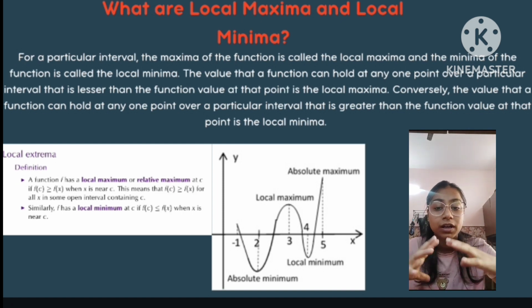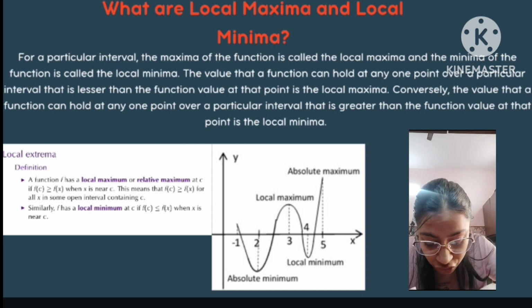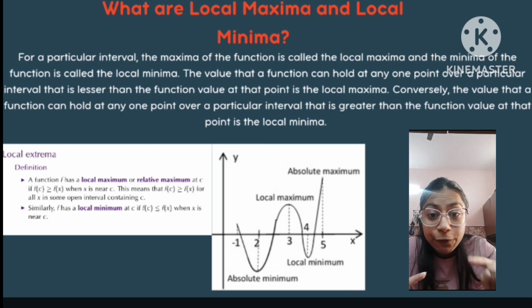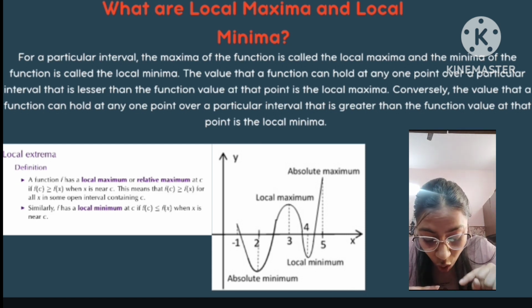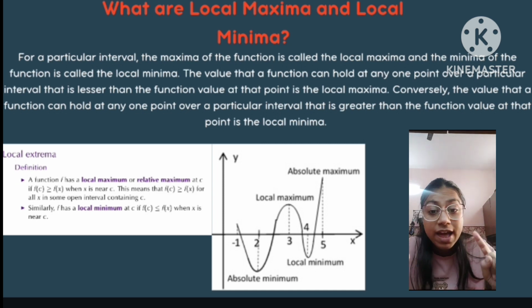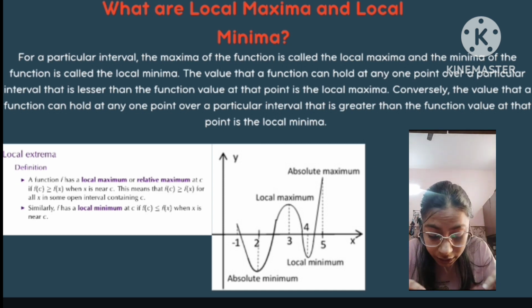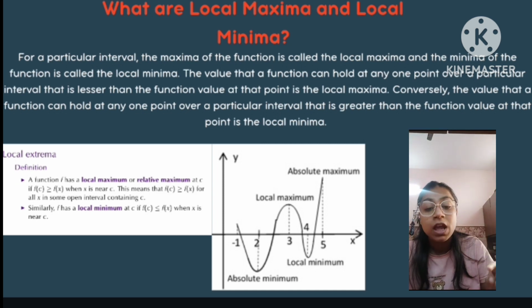If we see the mathematical definition, a function f has a local maximum at c if f of c is greater than or equal to f of x when x is near c. This means that f of c is greater than or equal to f of x for all x in some interval containing c.